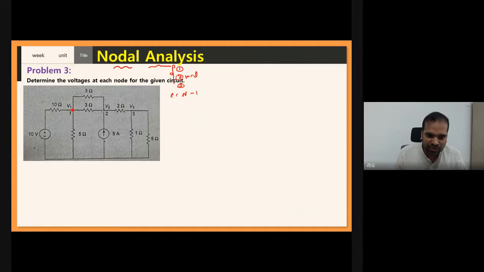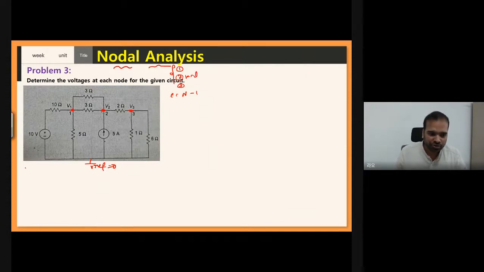Now this is another node. Why have they considered this another node? See, 5 ampere, 3 ohm, 3 ohm and 2 ohm are connected here. This is node number 2. Now this is another node. Why have they considered it here? 2 ohm, 1 ohm and 6 ohm are connected here. This is node 3. Therefore V1, V2, V3, and we have one reference node, that is V reference equal to 0. In any circuit, we have one reference node, which we consider as 0.